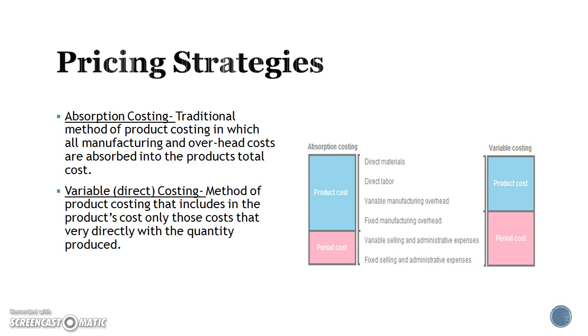A more useful technique for managerial decision-making is variable costing, in which the cost of the products manufactured includes only those costs that vary directly with the quantity produced. In other words, variable costing encompasses direct materials, direct labor, and factory overhead costs that vary with the level of the company's output of finished goods.